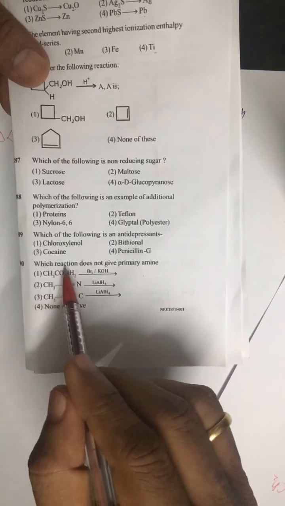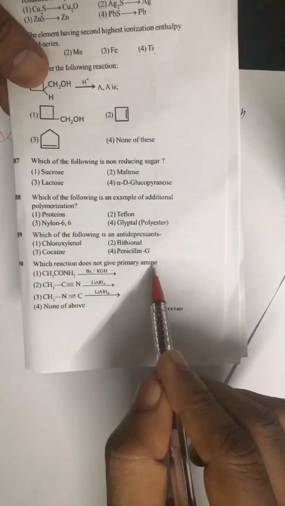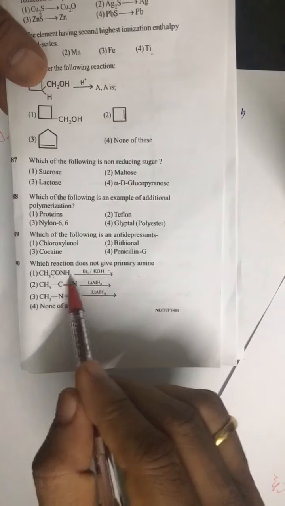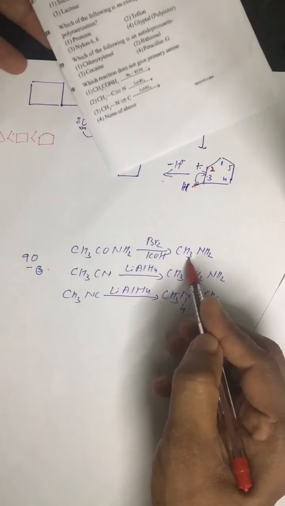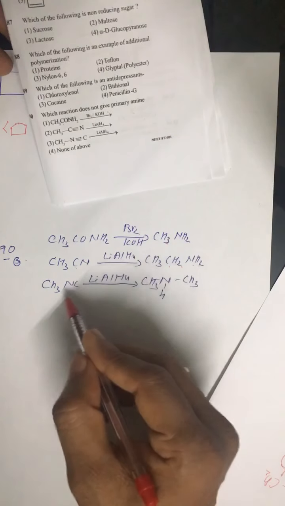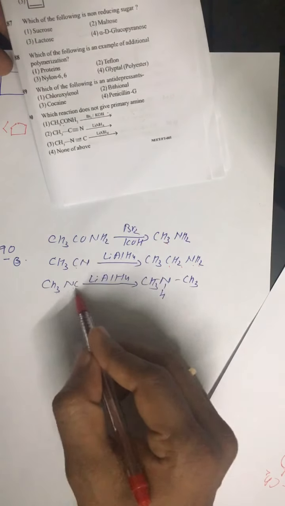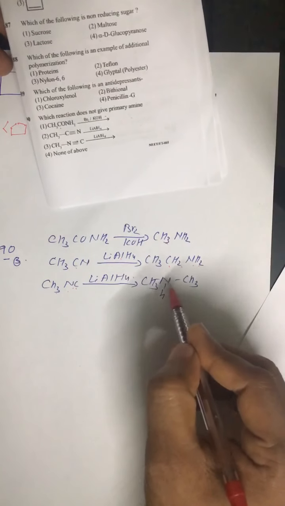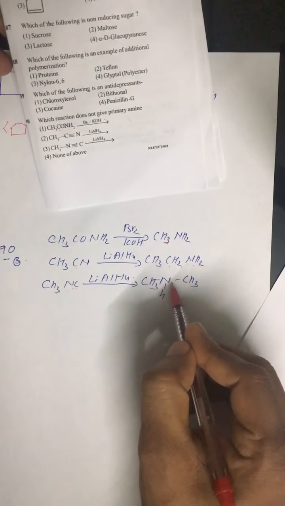Question number 90. Which reaction does not give a primary amine? The first one is Hoffmann bromamide, so it is reduced to CH3NH2. Then CH3CN is reduced to ethylamine. But if it is CH3NC, it is reduced to a secondary amine. So we won't get a primary amine here. So the correct answer of question number 90 is the third option.